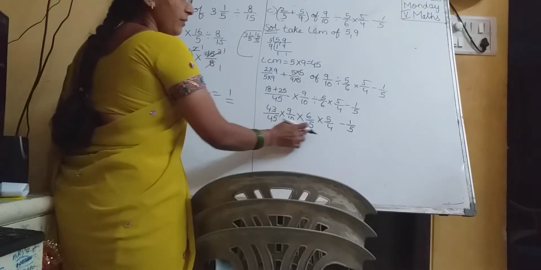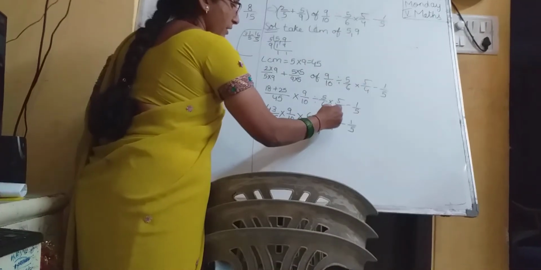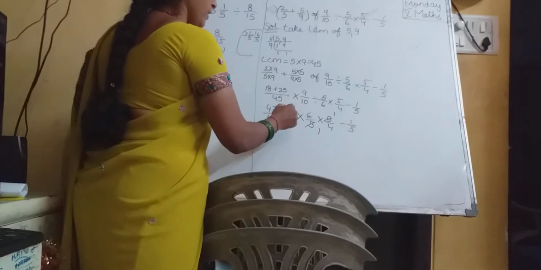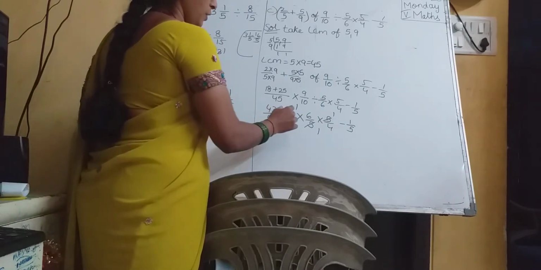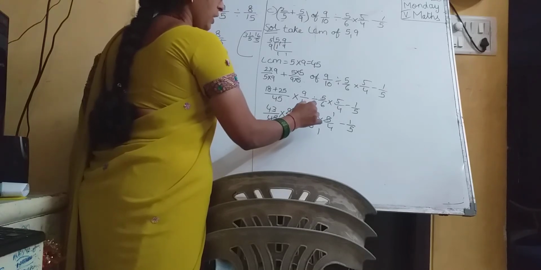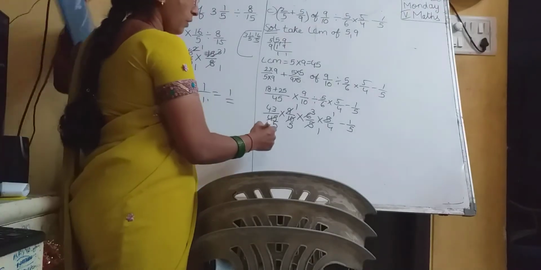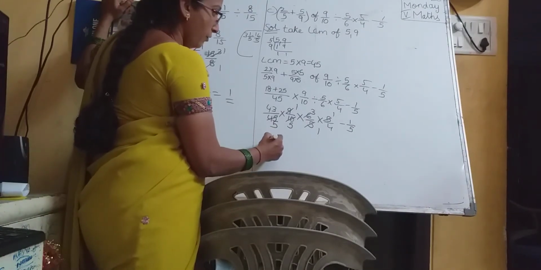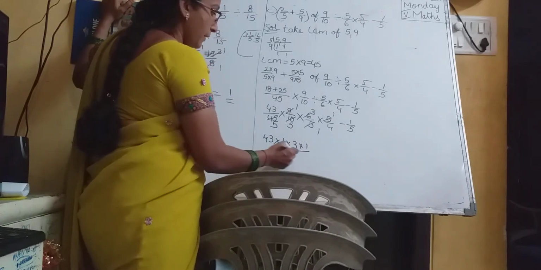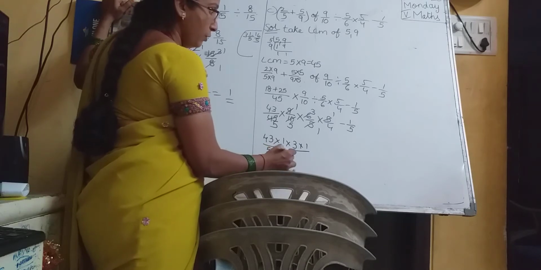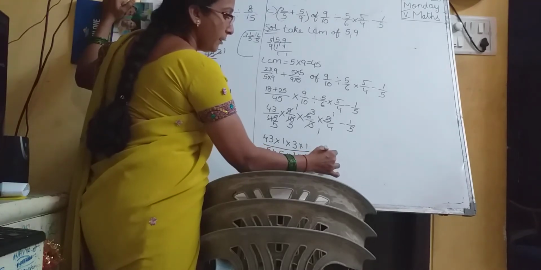Now, wherever we have multiplication signs, we can cancel them. Okay, 5 ones are 5, 5 ones are 5. Okay, 9 ones are 9, 9 fives are 45. Okay children, 2 fives are 10, 2 threes are 6. Okay, now come on, multiply. What is remaining? 43 into 1 into 3 into 1, 5 into 5 into 4, 1 into 4, minus 1/5.